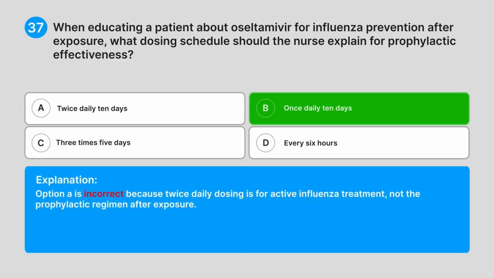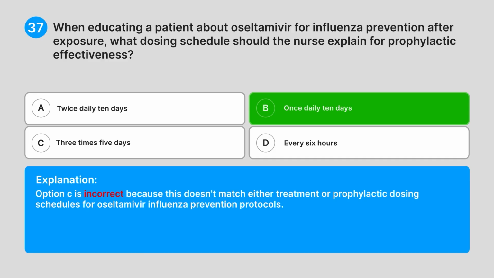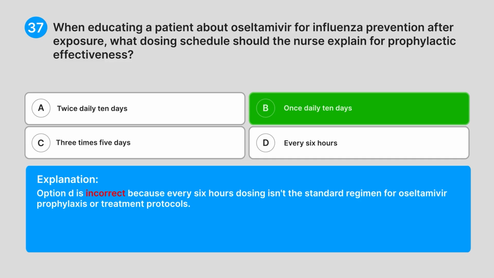Option A is incorrect because twice daily dosing is for active influenza treatment, not the prophylactic regimen after exposure. Option C is incorrect because this doesn't match either treatment or prophylactic dosing schedules for oseltamivir influenza prevention protocols. Option D is incorrect because every 6 hours dosing isn't the standard regimen for oseltamivir prophylaxis or treatment protocols.